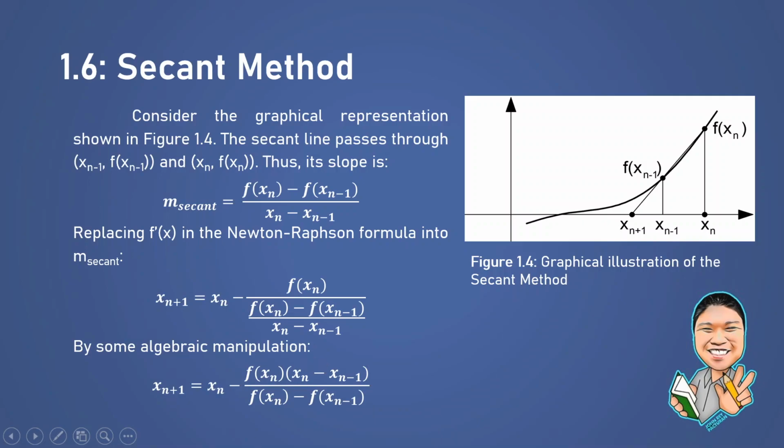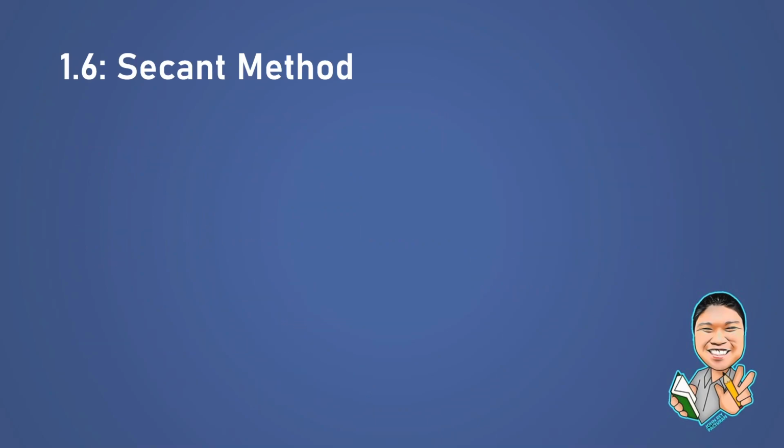So, therefore, by some algebraic manipulation, itataas mo lang naman kasi that's the denominator of the denominator. Numerator siya. So, x sub n plus 1 is equal to x sub n minus f of x sub n times x sub n minus x sub n minus 1 all over f of x sub n minus f of x sub n minus 1. Okay, so ayan na yung ating next value of x. So, since meron na tayong formula ang gagamitin, ang next step ay i-discuss na natin yung mga procedures.